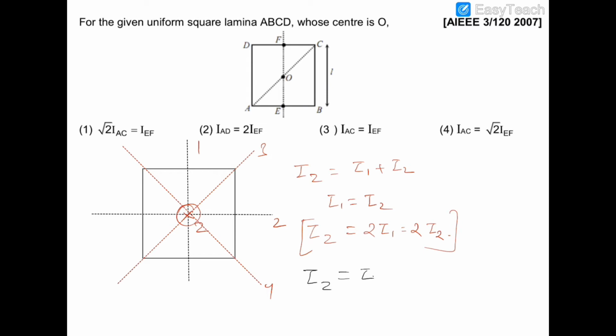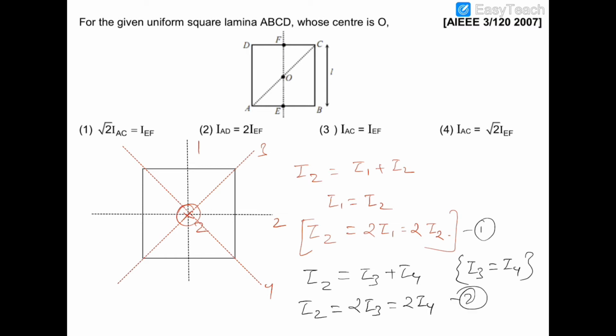So Iz is equal to I3 plus I4, and by symmetry I3 will be equal to I4. So Iz can be written as 2I3 or 2I4, and obviously if we equate equation 1 and equation 2, then we can see that I1 will be equal to I2, will be equal to I3, and will be equal to I4. So the moment of inertia of this square lamina about axis AC and EF would be equal, and therefore the correct option would be option number 3.